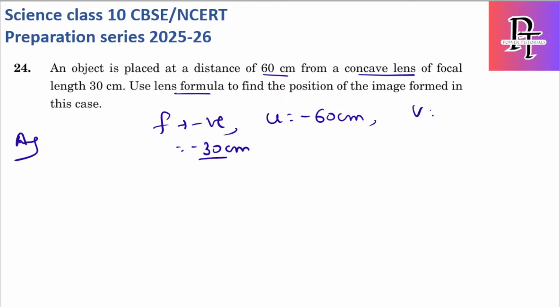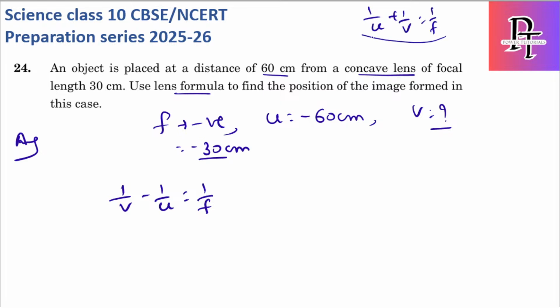So we need to find v. What is the lens formula? 1 by v minus 1 by u is equal to 1 by f. If the same question asks for a mirror, what will be the formula? For mirrors, the formula is 1 by v plus 1 by u is equal to 1 by f. Always remember, that is the mirror formula, and in this question it is a lens, so this is the lens formula.